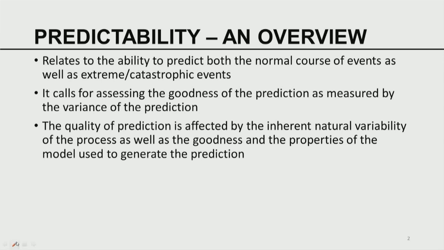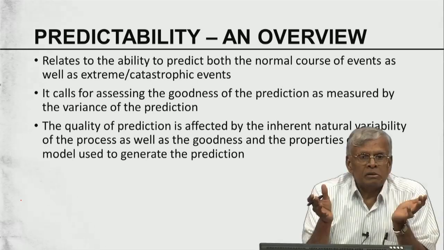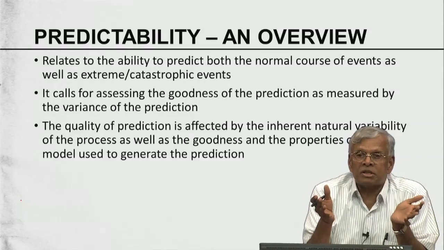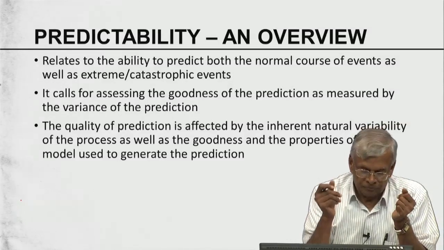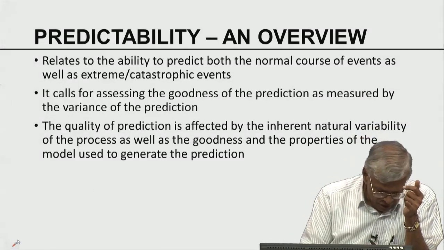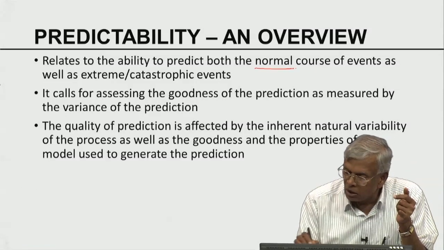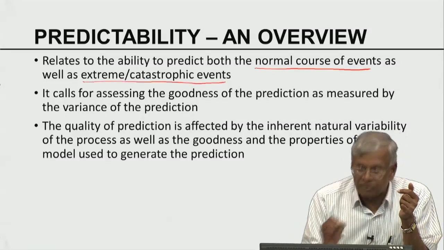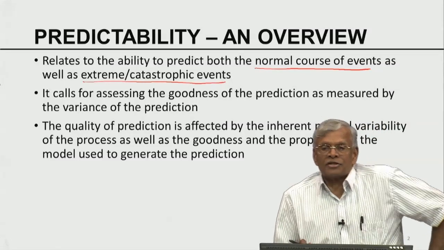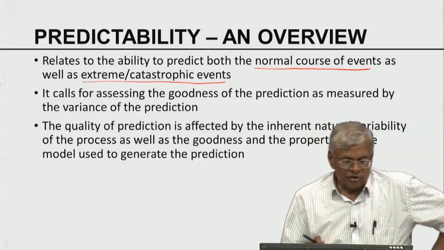So predictability relates to the ability to predict both the normal course of events as well as extreme or catastrophic events. Is tomorrow's weather going to be like today's weather? Is there likely to be a chance for extreme events such as 10 centimeters of rain in 24 hours? These are extreme events. So we would like to be able to predict not only the normal course of events, but also extreme events. So the predictability problem has this dual goal, normal and extreme.